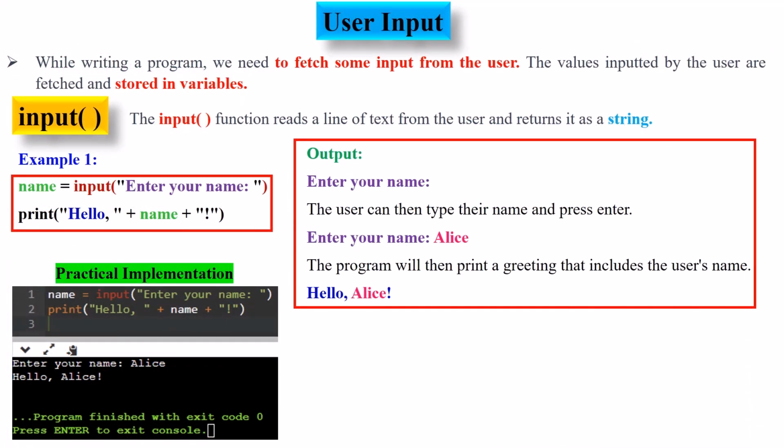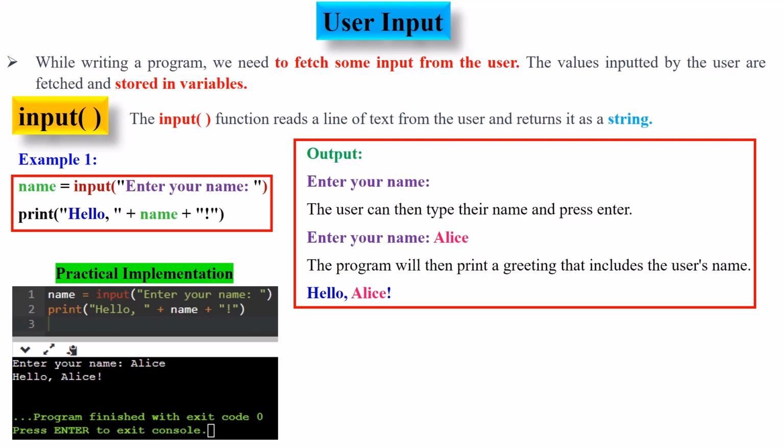Let's discuss user input. While writing a program, we need to fetch some input from the user. The values inputted by the user are fetched and stored in variables. The first function is the input function. The input function reads a line of text from the user and returns it as a string.